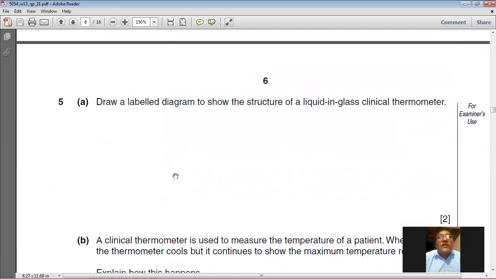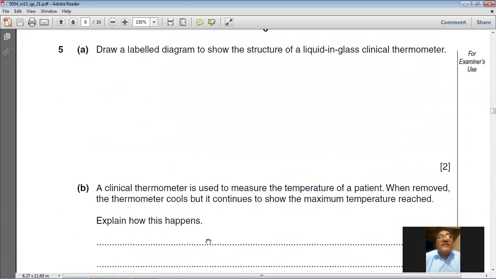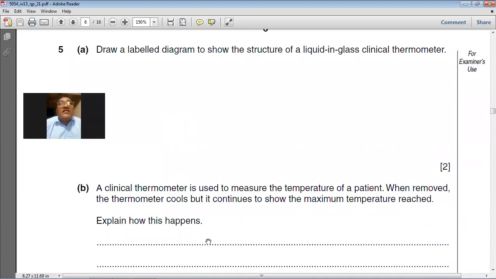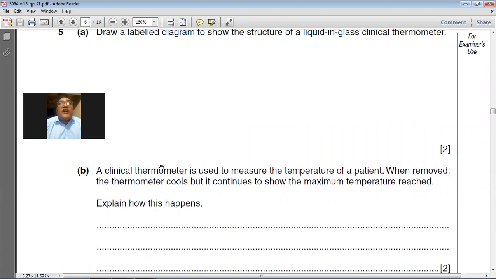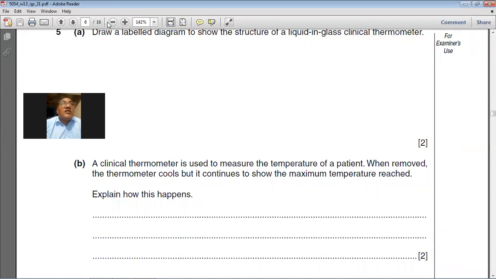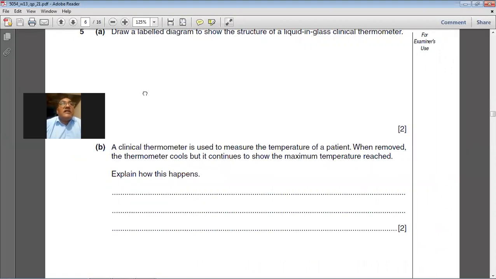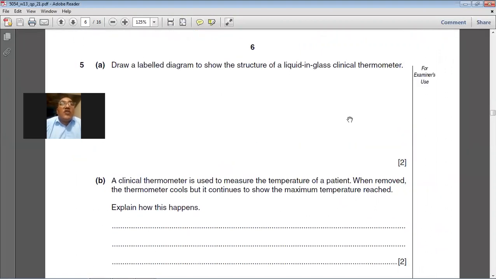Okay, we have reached question number 5. It says, let me try to show you. Draw a labeled diagram to show the structure of a liquid in glass clinical thermometer. Draw a labeled diagram to show the structure of a liquid in glass clinical thermometer.